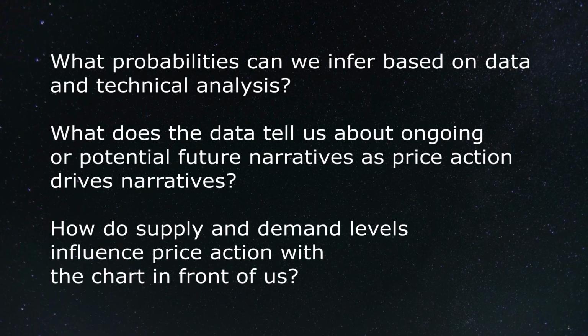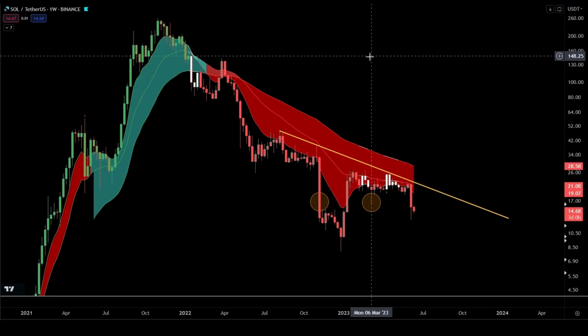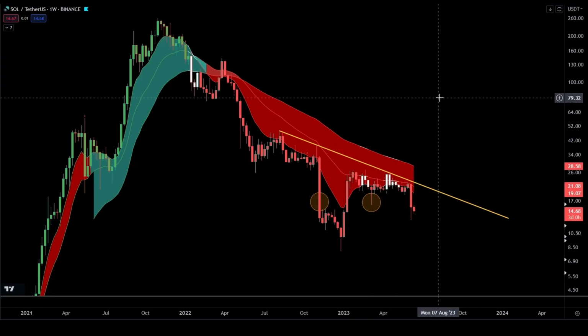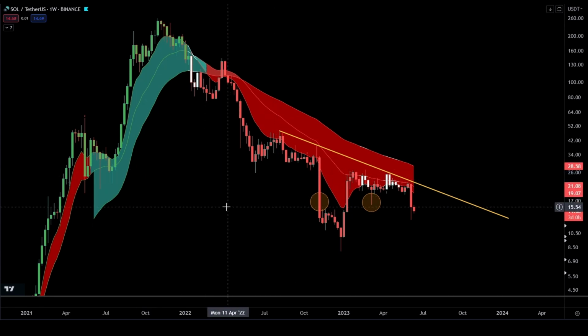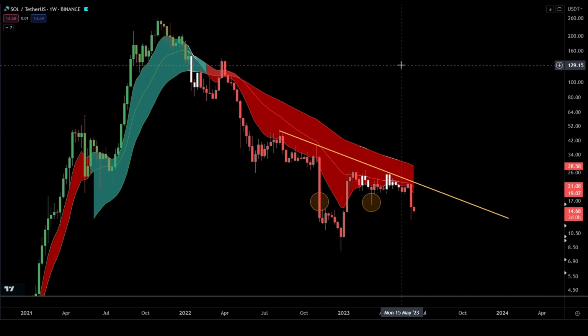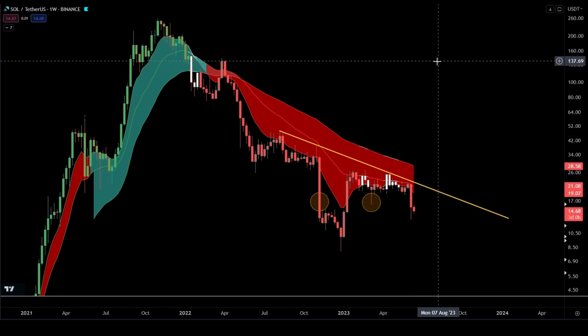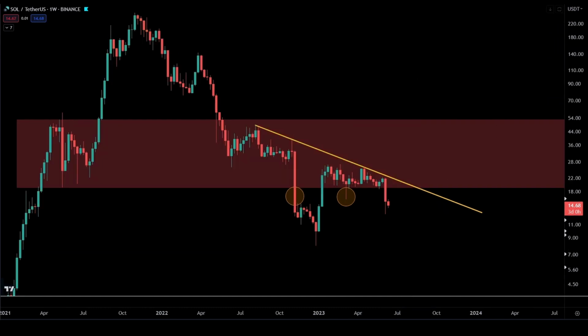Before we move on, let's recap the structure of our Solana chart here and build the consolidation area represented by the boxes we spoke about in the last video. It might give the viewer a bit more clarity in how we're looking at this. Okay, let's first layer on the red box.